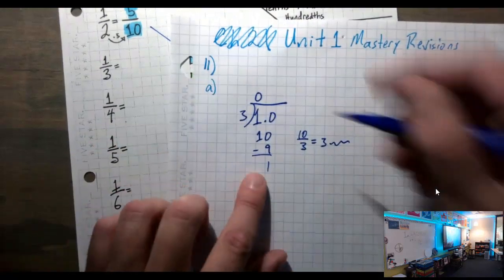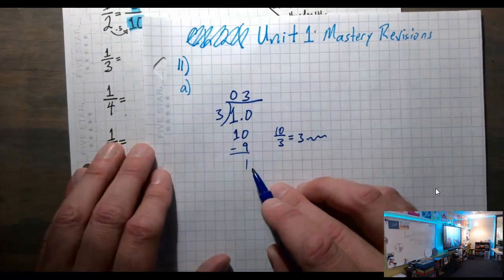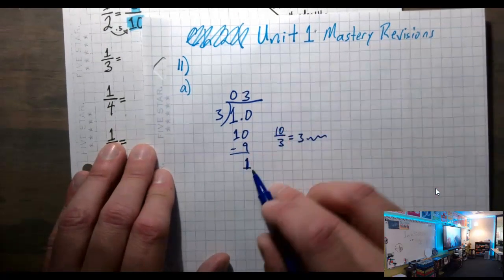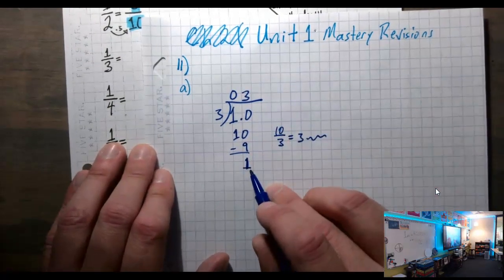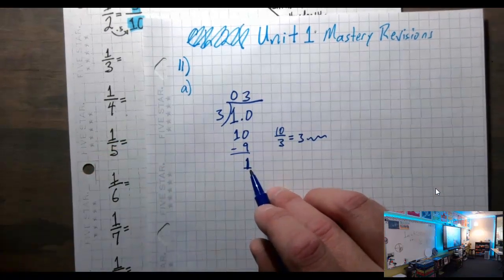Now, hold on. So we said 3, but now what do I do in long division if I just have my remainder? This is the part that I don't love because people just memorize it and they don't know why. Caleb?